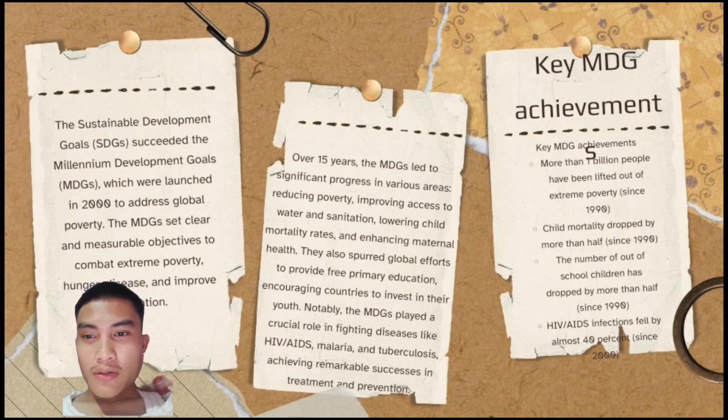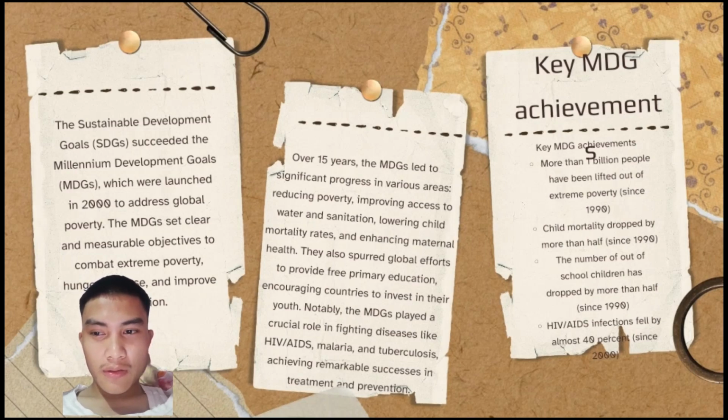So, the Sustainable Development Goals succeed the Millennium Development Goals (MDGs), which were launched in 2000 to address global poverty. The MDGs set clear and measurable objectives to combat extreme poverty, hunger, disease, and improve education.